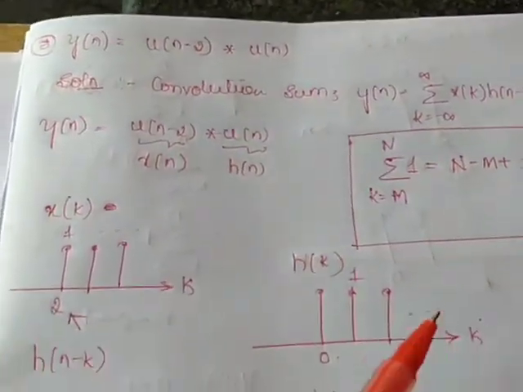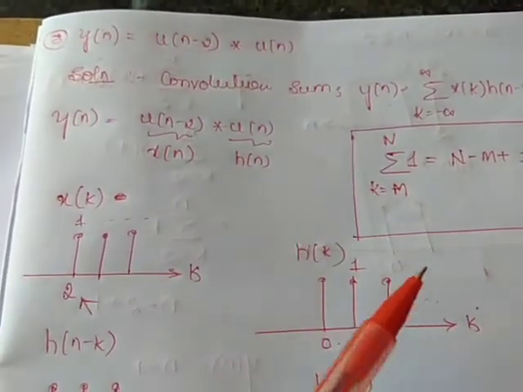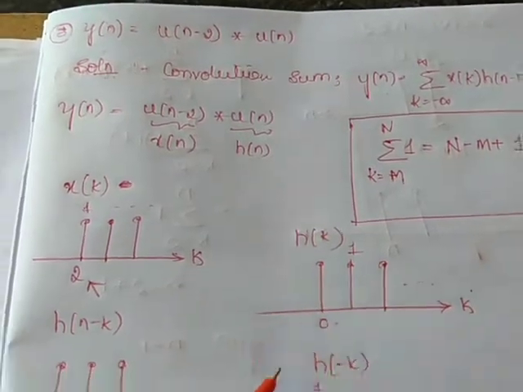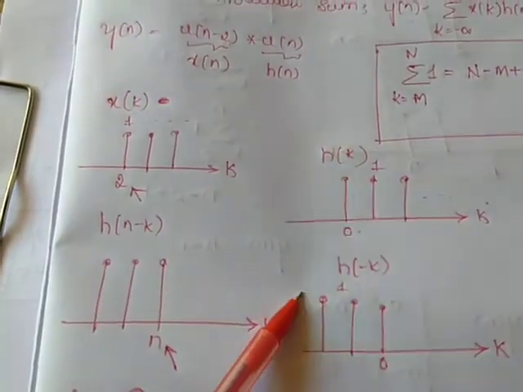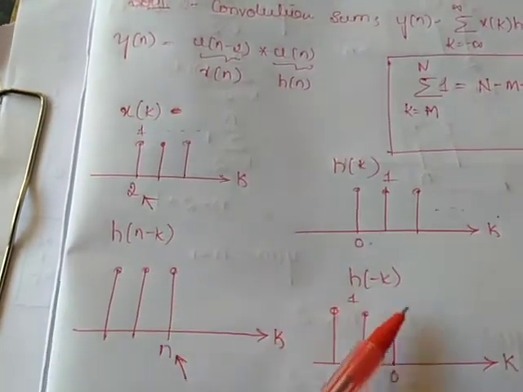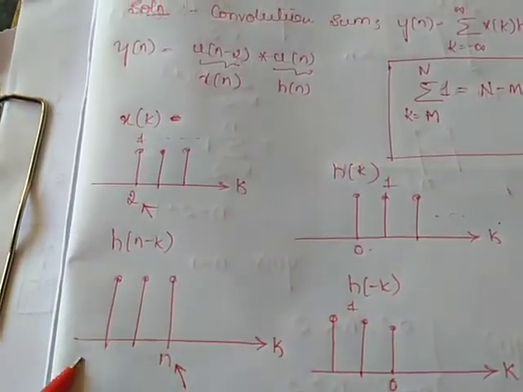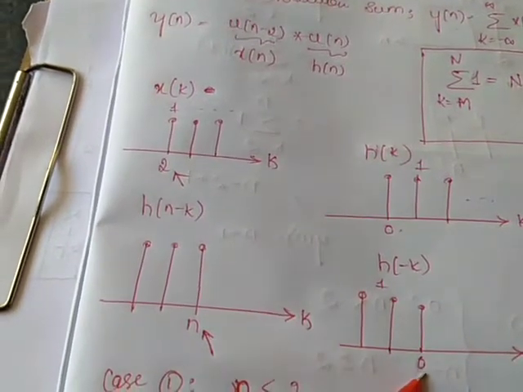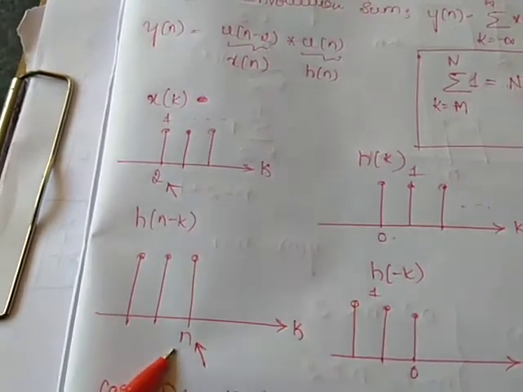I have sketched this. Next, once again the same procedure. Time reflect this. If you time reflect this, h of minus k is this. Next, add n to the time interval. So now it starts at 0, and 0 plus n is n.